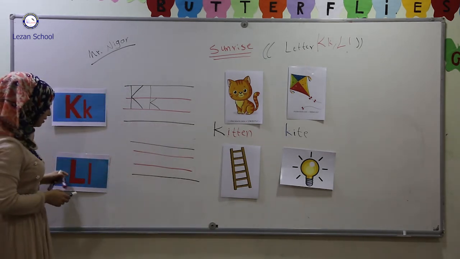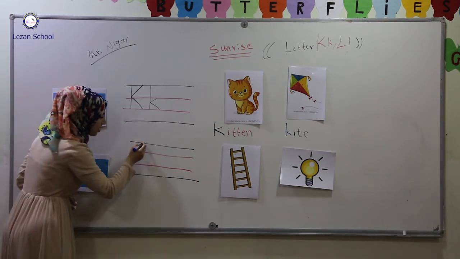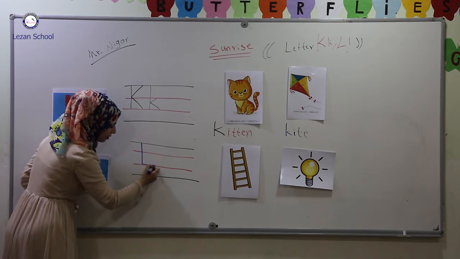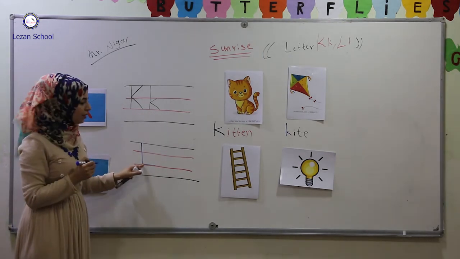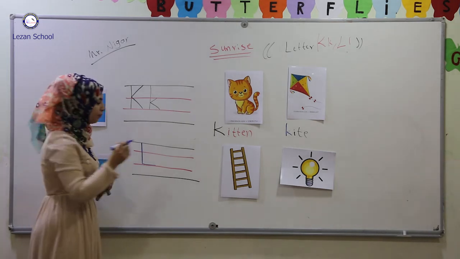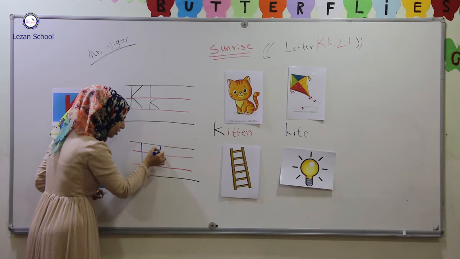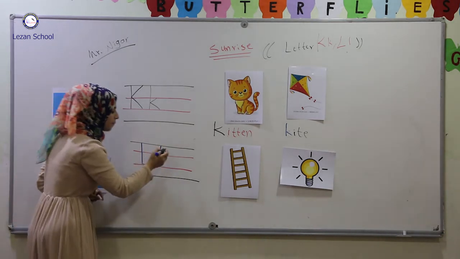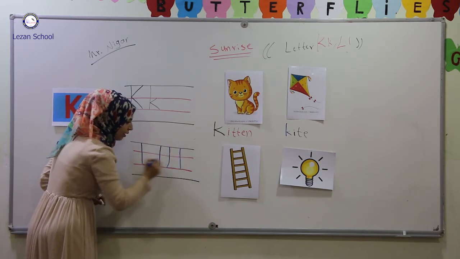Then letter L. Let us write letter L. We start from the first line till the third line, then one straight line. This one is capital L, and small L comes. We can start from the first black line, go to the second red line. This one is small L. Again, capital L, small L.